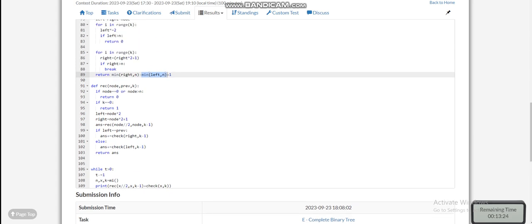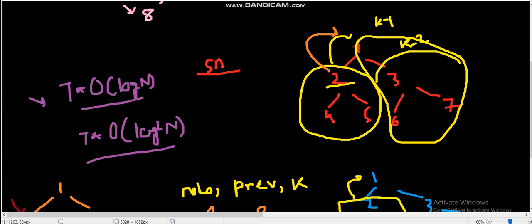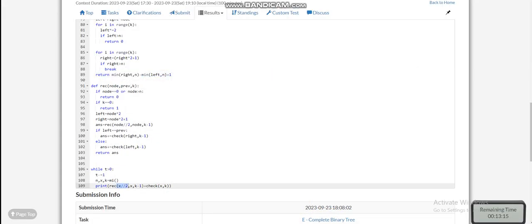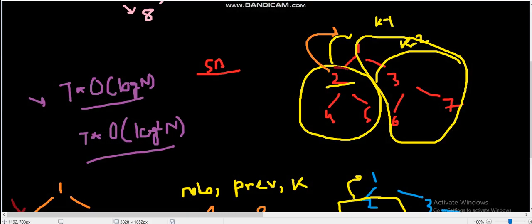What is the initial call? The initial call will be, we are going to the parent of x. We are going to the parent of x to check this. So our node will be x by 2, and our previous node will be x, and our distance will be k minus 1. Similarly, we are checking in the subtree of x, we will be checking the subtree of 2. Okay, I hope you got it.